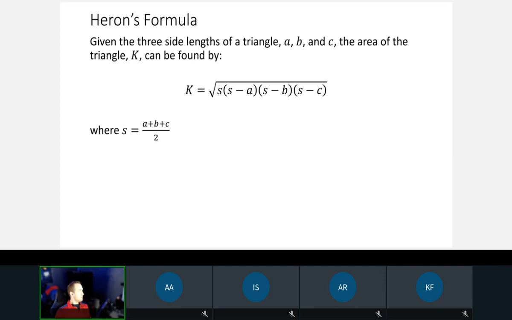Okay, so here is the formula. Remember, K is the area of a triangle. It equals the square root of s times s minus a times s minus b times s minus c. And just like yesterday, lowercase a, b, and c are the side lengths, all three sides. And your variable s, that's in here in four places, is the perimeter of your triangle divided by 2. So you add up all the sides and divide by 2. So it's half the perimeter. That's what s represents.